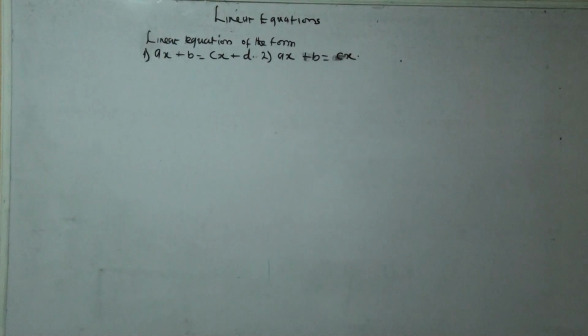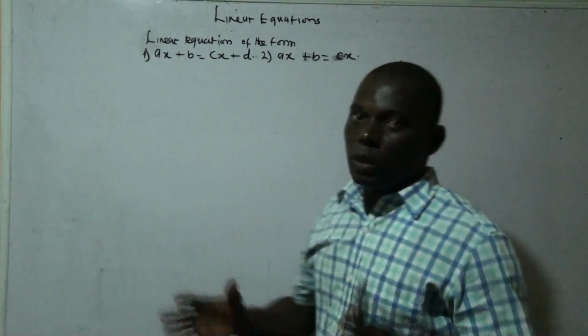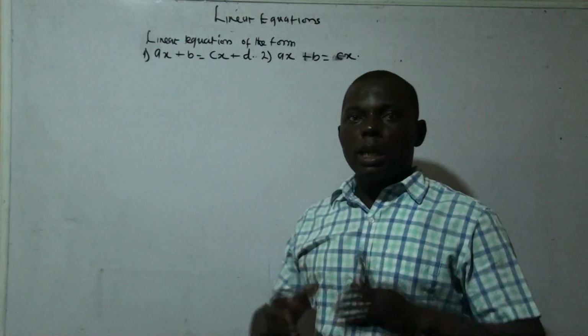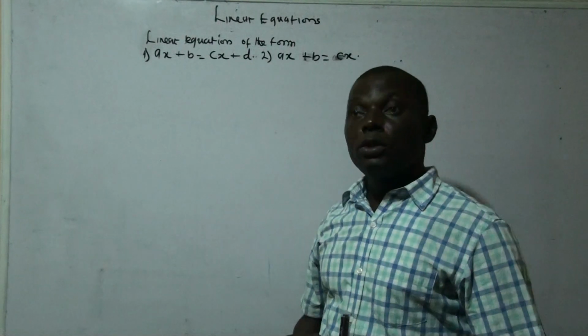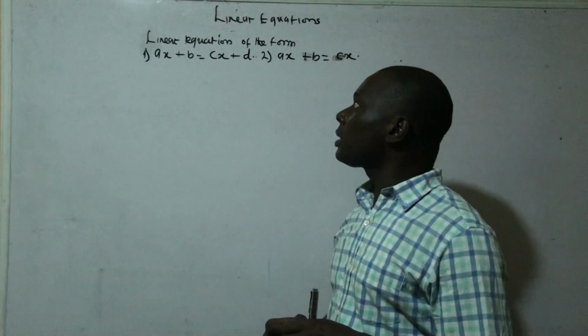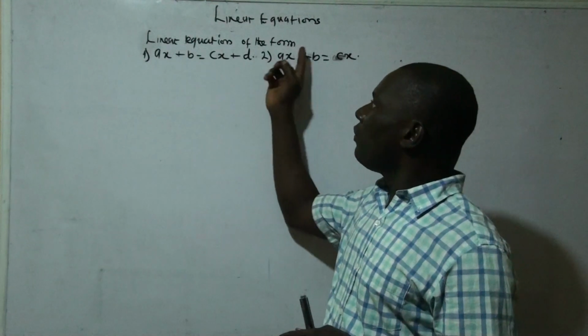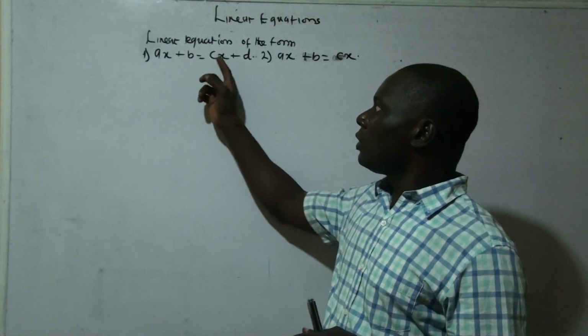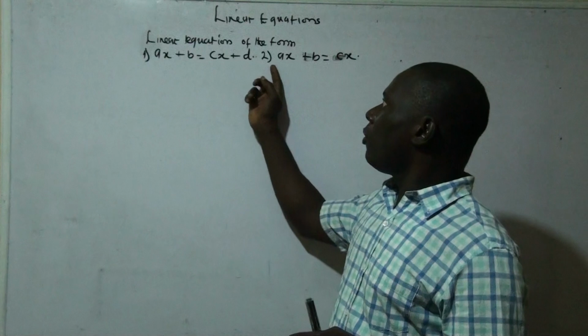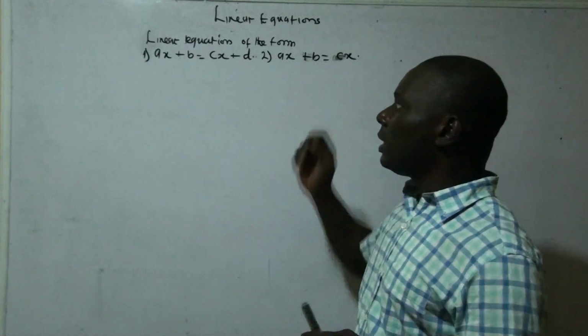Good day, our viewers. In this virtual class, we are going to look at our linear equation. I'll continue from where we stopped in our previous class. Our linear equation of the form: number 1, ax plus b is equal to cx plus d. Number 2, ax plus b is equal to c.